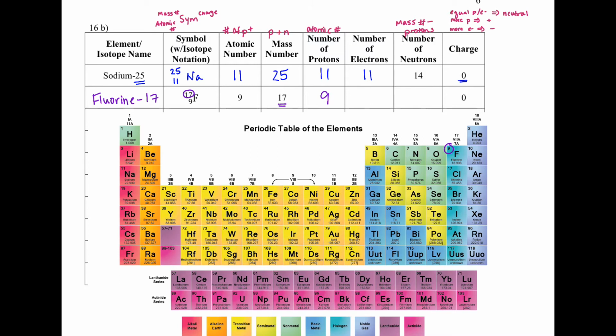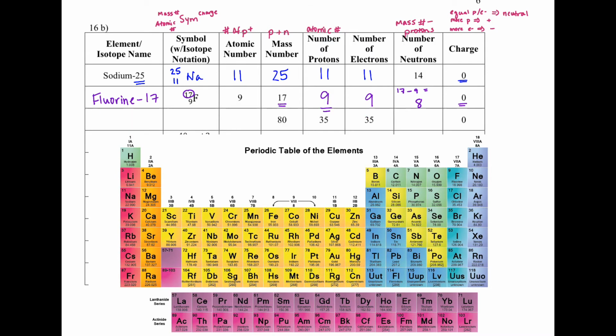In terms of the number of neutrons, the number of neutrons is the mass number, which is 17, minus the number of protons, which is 9. That means we would have 8 neutrons total. As for the electrons, since we have a charge of 0, that means we have equal numbers of protons and electrons. So there we are. Okay? So there's that one. Moving to the next one.